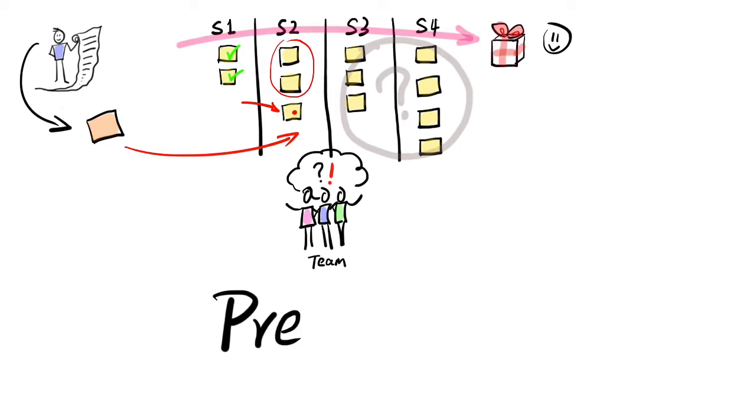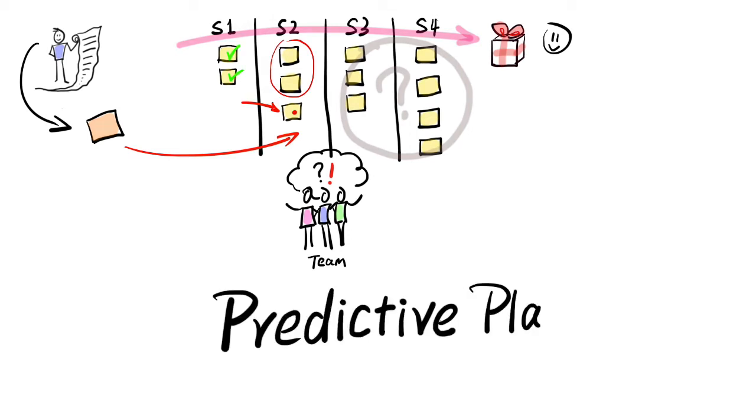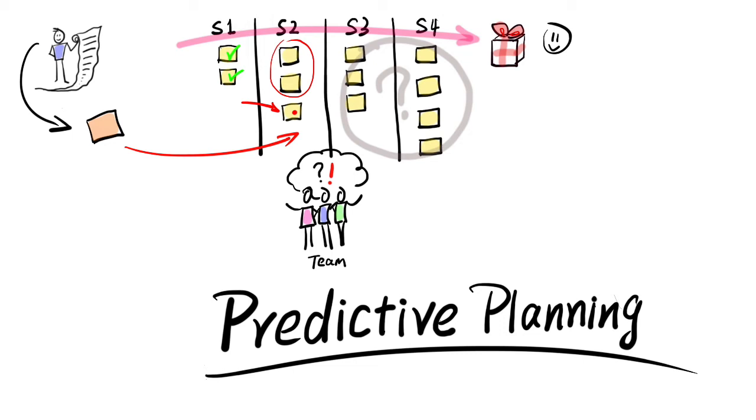This kind of planning, we call it predictive planning. I see lots of teams do their release plan in this way. They plan the work in each iteration of the release, but it doesn't work because when the team plans everything up front, they actually put a lot of assumptions into it.